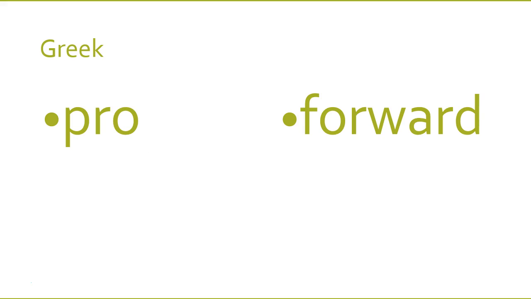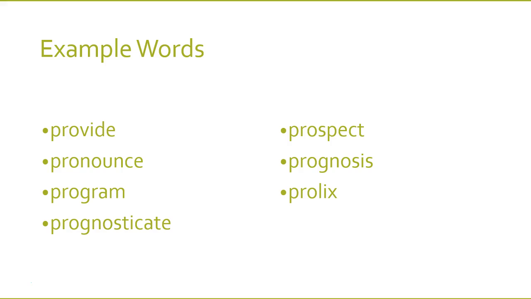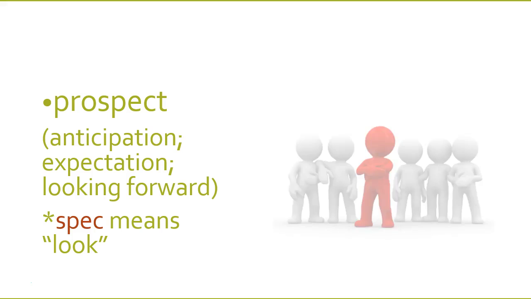The word pro means forward. This is where we get words like provide, pronounce, program. The word prospect is a word that uses the stem pro. The stem spec means look. So if you have a prospect, that means you're looking forward to something that could happen in the future.